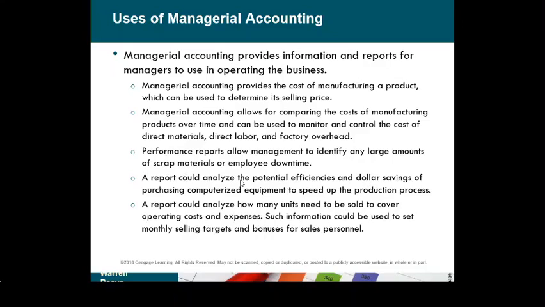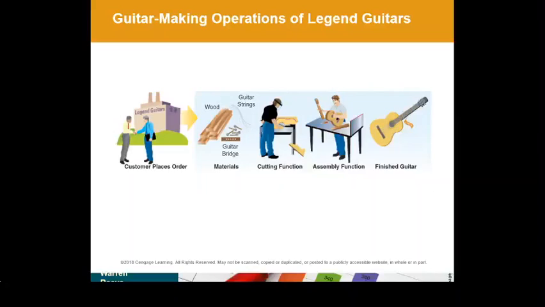And then management accounting information also allows the management to identify what kind of savings they could possibly make to speed up the production process and help lower the costs. And then at the end, the report also helps to analyze how many units the company needs to sell to cover the operating costs and expenses just now. So all of these you can see in the next chapters that you will learn throughout the semester. So this is for learning outcome 2.